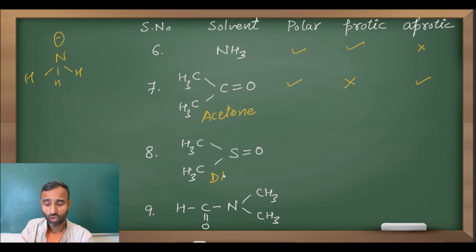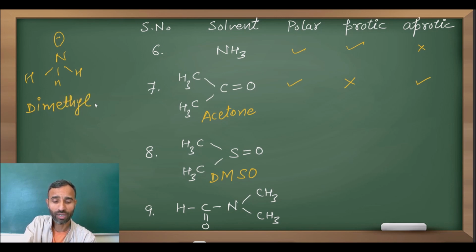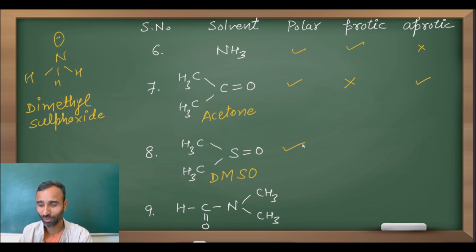Next, most common, DMSO, dimethyl sulfoxide. What is its full form? Dimethyl sulfoxide. So DMSO is again polar. Now tell me, is it protic or aprotic? Again, hydrogens are attached to carbon, so it cannot give H plus ion. Therefore, it is again an aprotic solvent. So DMSO is also a polar aprotic solvent.